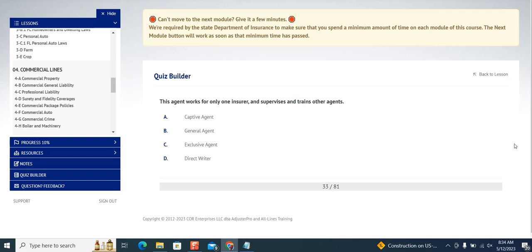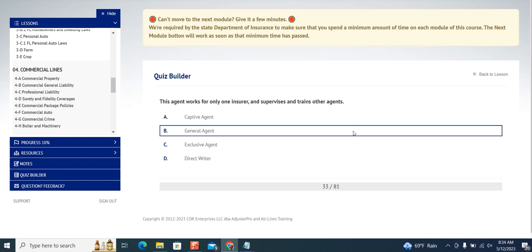Okay, let me see. An exclusive agent. What does an exclusive agent do? This agent works for only one insurer and supervises and trains others. Okay, so they train others. So it's not D. It's the agent works. Okay, so we know it's an agent. So it's either A, B, or C. Who trains who? An executive agent sounds like somebody at the top, but I don't think that sounds like somebody who's going to be doing some training. General agent, we're going to go with B.